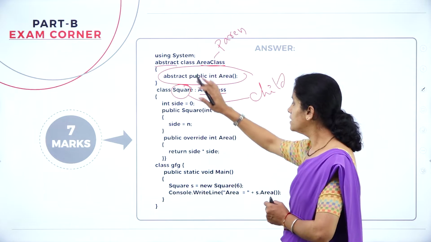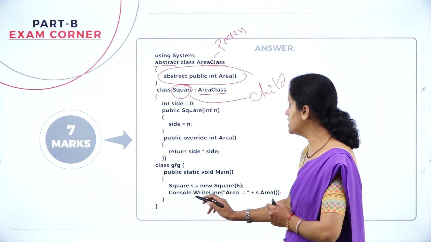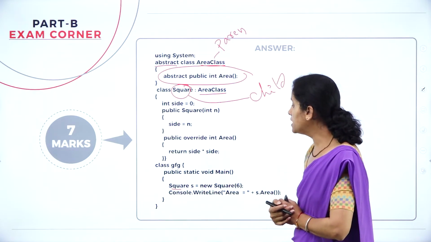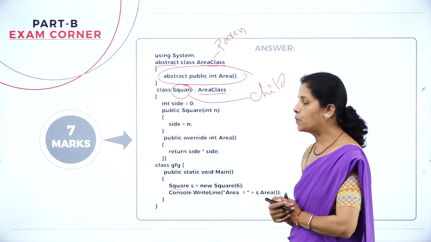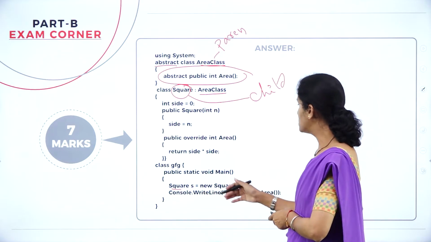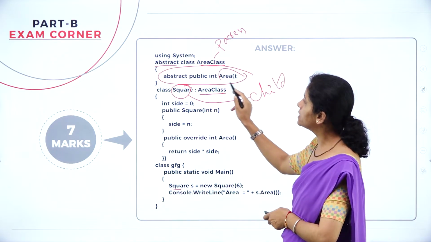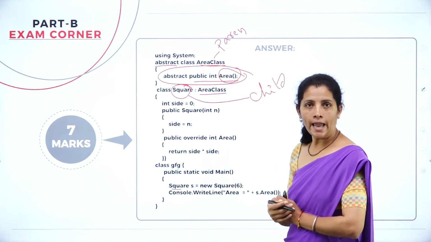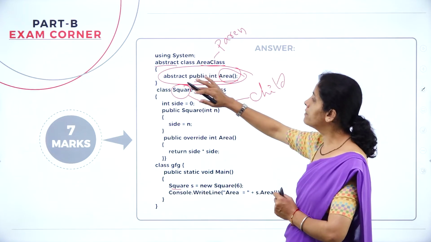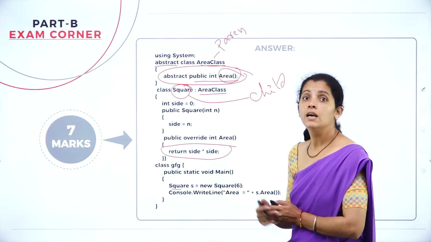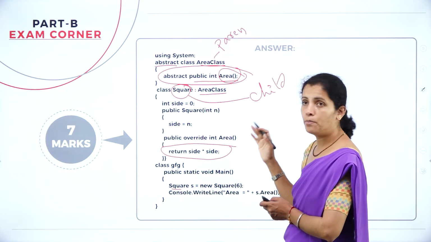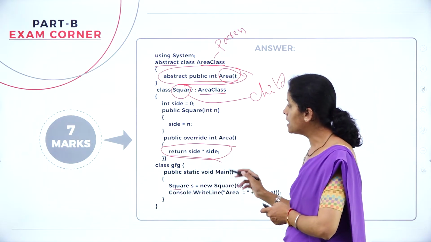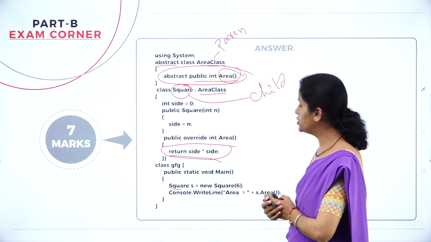Now, dear students, see here. Now I'm going to create the object of the type Square. Now with the help of S, I'm going to call the method area. And if I consider this area, it does not have any method body. Now where am I going to write the body? In my child class. See here, I'm going to write the implementation.